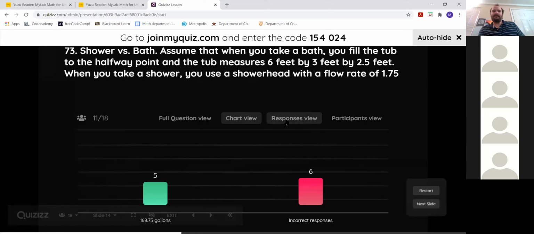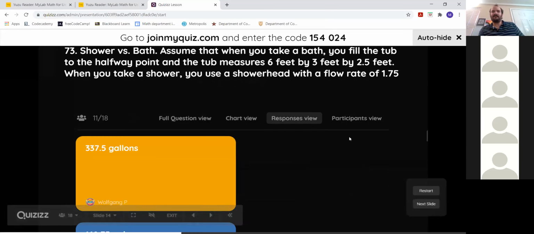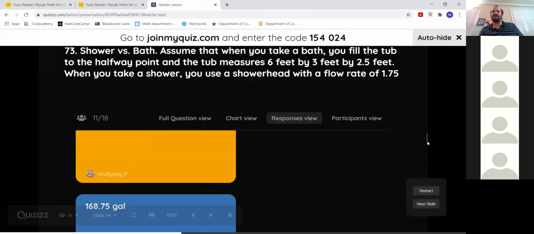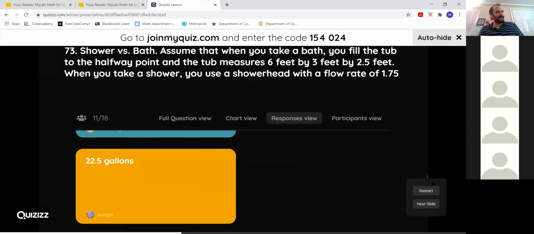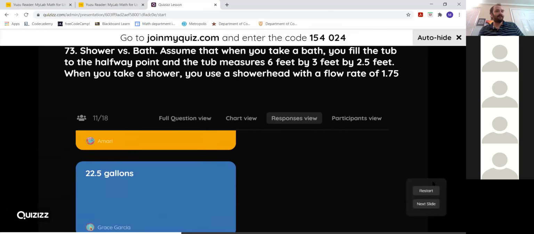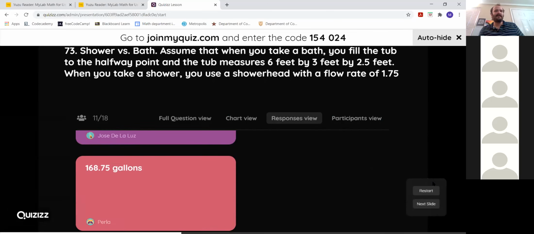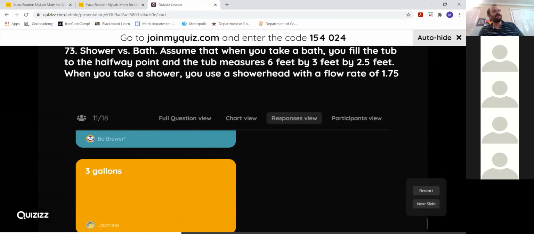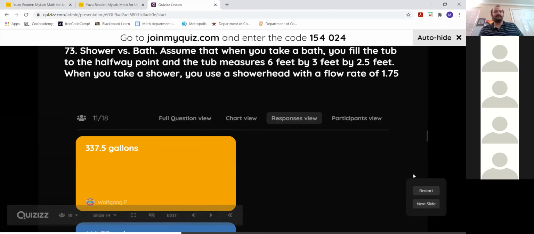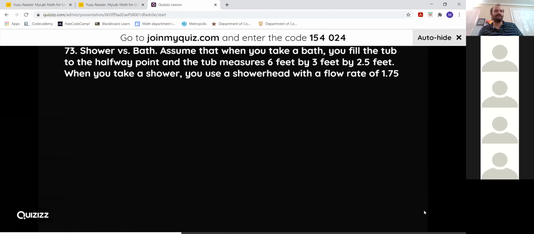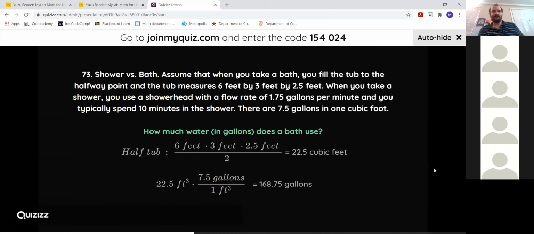Well, 68.75. 330. Oh man, I know what you did. You didn't divide by 2. We got half a tub. So if you did 337, I believe you didn't divide by 2. 4.35. I'm not sure. 22.5. I think maybe you're dividing by that last number when you should have multiplied if you're getting that other thing. I could be wrong, but I think that's what you did.